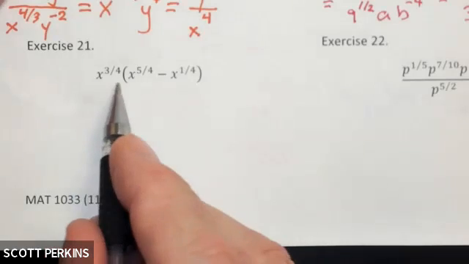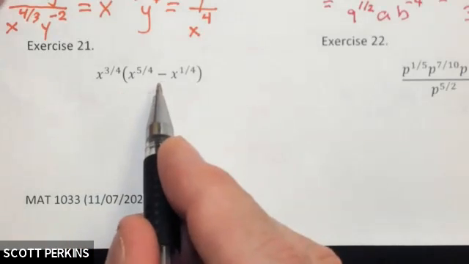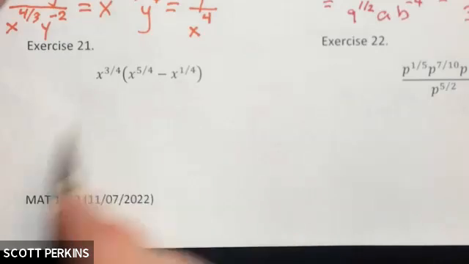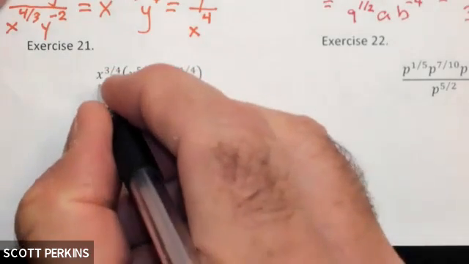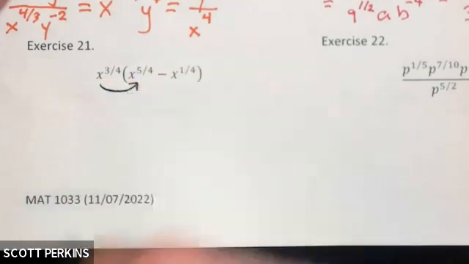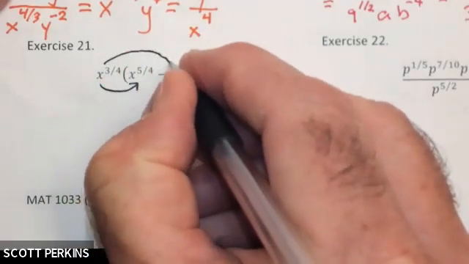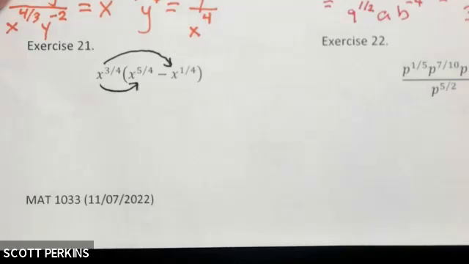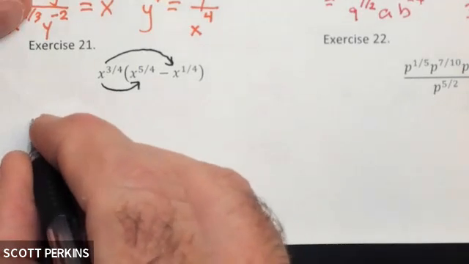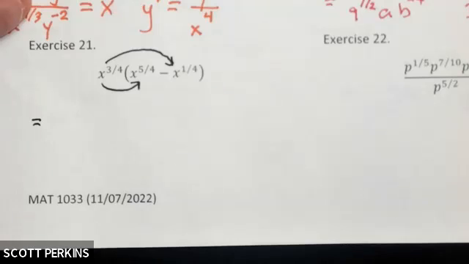So this is something outside of parentheses, and I've got this difference inside. So this is a distribution problem. So I'm going to take this x to the 3/4, and I'm going to multiply it by x to the 5/4. Then I'm going to take the x to the 3/4, and I'm going to multiply it by the x to the 1/4. So it's the product rule 2 times.